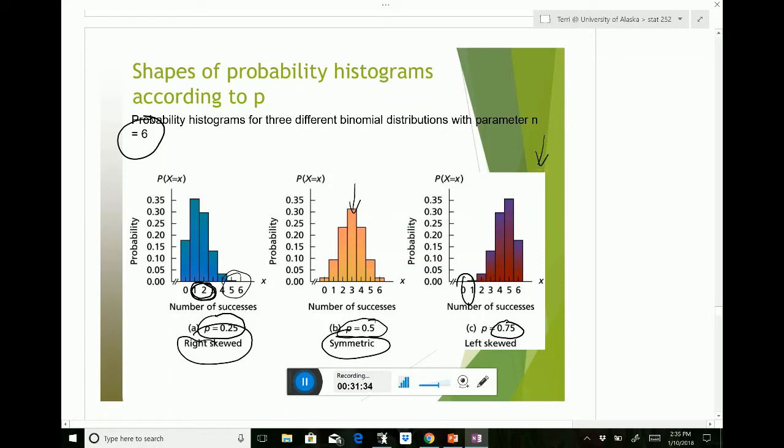Usually this does show up on a test. We will do it again with the worksheets that we have in class. So it's really important to know that, to be able to picture what's going on with a binomial.